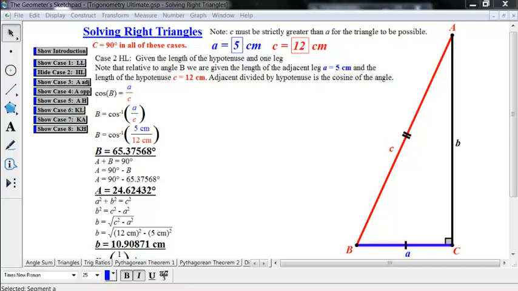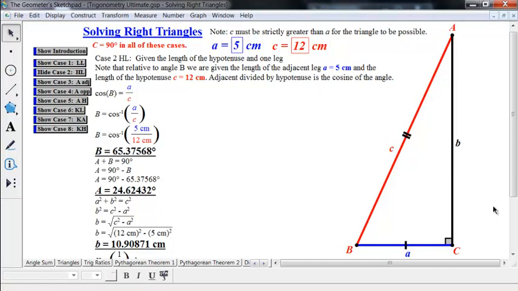Okay, we're back again with our Solving Right Triangles series of videos. This is case 2, where we're given the hypotenuse and one of the legs. It really doesn't matter which leg it is. It works pretty much the same whether you're given C and B or C and A.